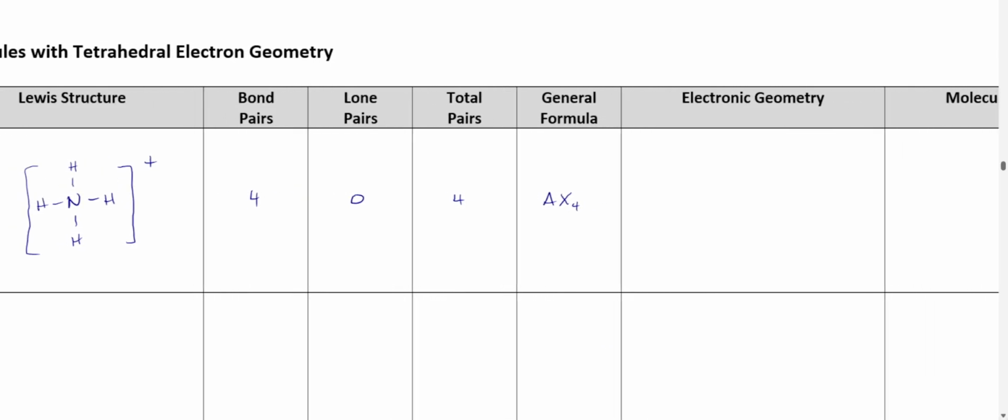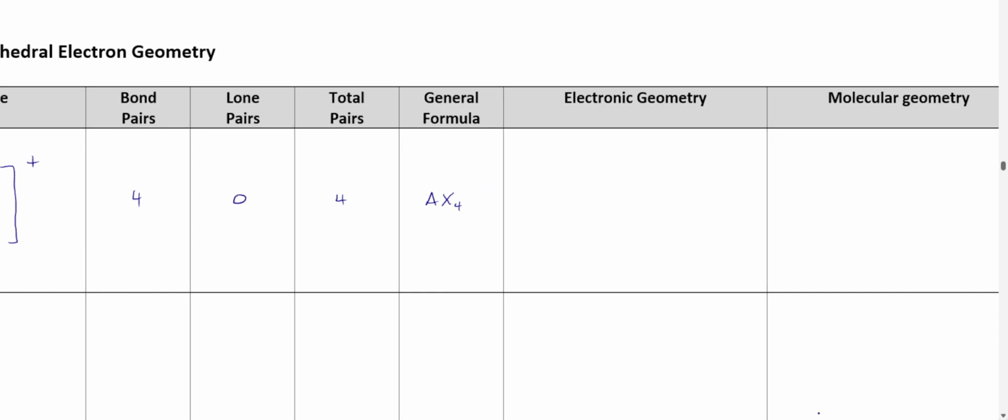The electron geometry for tetrahedral is as follows. You have a central atom, you have an X coming forward, an X coming down, an X coming all the way forward right there, and an X in the back. All right, and this is tetrahedral.